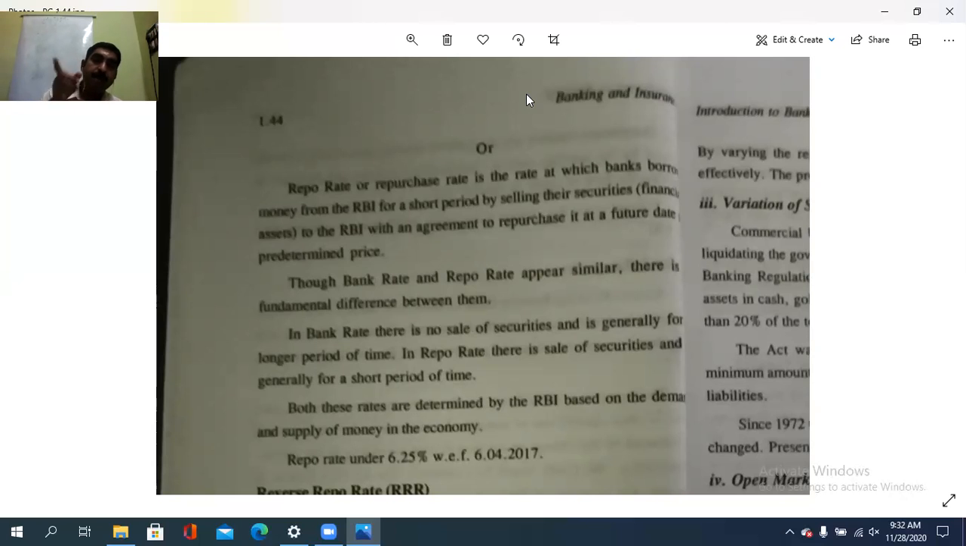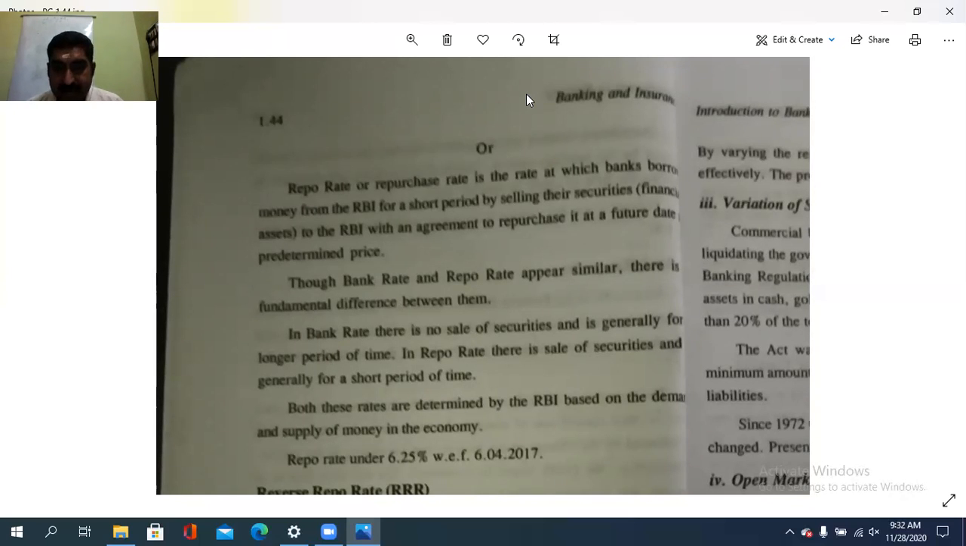In order to get money as loans from RBI. Clear? So that is the repo rate, or the repurchase rate. The rate at which the banks may borrow money from the RBI for a shorter period of time by selling their securities or financing the assets to the RBI with an agreement to repurchase it at a future date at a predetermined price.